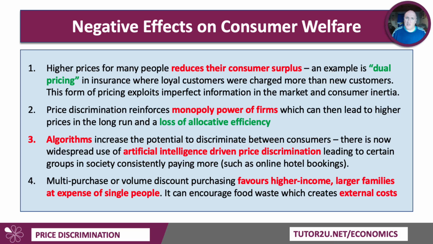And there's some evidence that it's higher income families with more savings and more financial stability that can afford the multi-purchase volume discounting. If you go to the wholesaler, if you go to the supermarket, if you can afford to buy in bulk, that may favour higher income, larger families at the expense of single people who might be on stretched budgets. And it might also create some external costs. Multi-volume discount purchasing can often lead to an increase in food waste, which creates externalities.